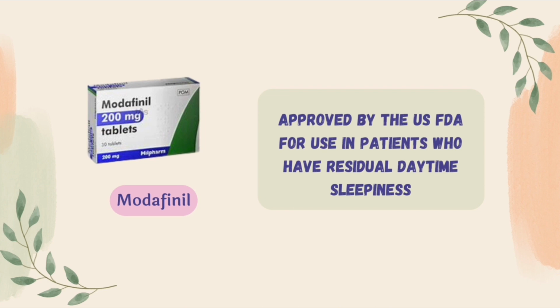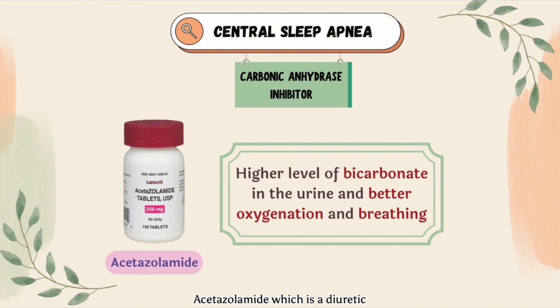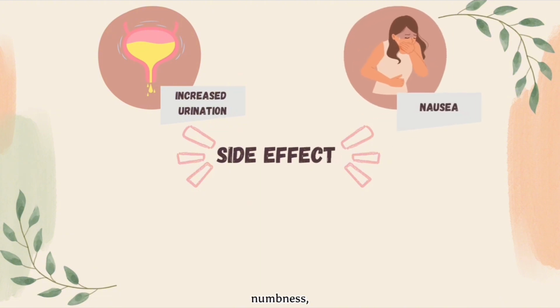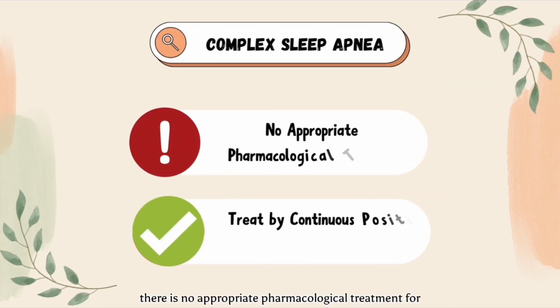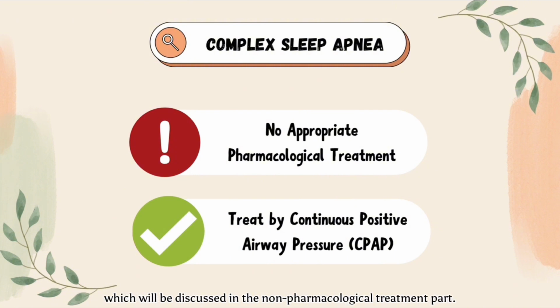Next, for central sleep apnea, acetazolamide, which is a diuretic, acts by blocking carbonic anhydrase enzyme, leading to a higher level of bicarbonate in the urine and better oxygenation and breathing for the patient. However, it will cause increased urination, nausea, numbness, and drowsiness. At present, there is no appropriate pharmacological treatment for complex sleep apnea. It is more suitable to be treated by continuous positive airway pressure, CPAP, which will be discussed in the non-pharmacological treatment part.